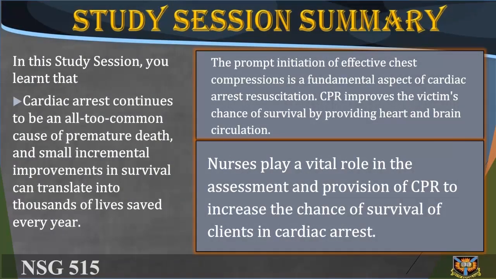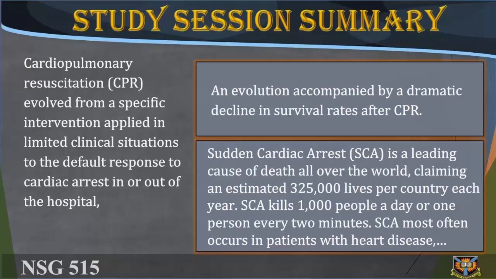Study section summary. In this study section, you learned that cardiac arrest continues to be an all too common cause of premature death, and small incremental improvements in survival can translate into thousands of lives saved every year. The prompt initiation of effective chest compression is a fundamental aspect of cardiac arrest resuscitation. CPR improves the victim's chance of survival by providing heart and brain circulation. Nurses play a vital role in the assessment and provision of CPR to increase the chance of survival of clients in cardiac arrest. Cardiopulmonary resuscitation, CPR, evolved from a specific intervention applied in limited clinical situations to the standard response to cardiac arrest in or out of the hospital, an evolution accompanied by a dramatic decline in survival rates after CPR.